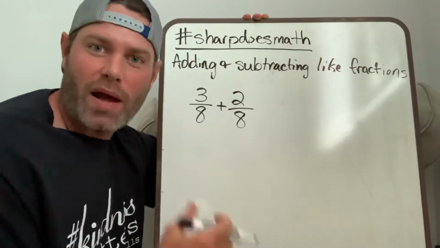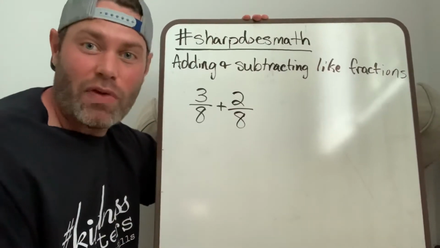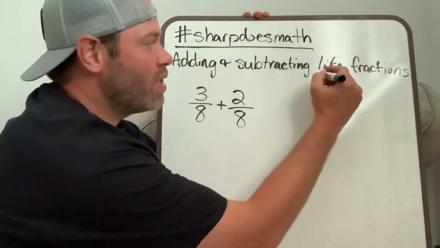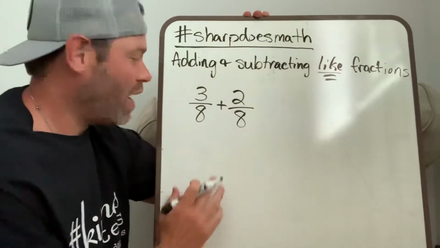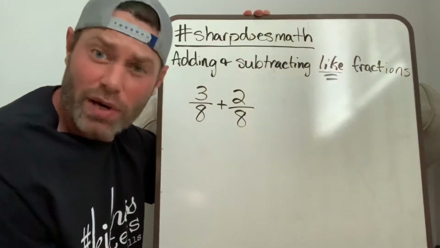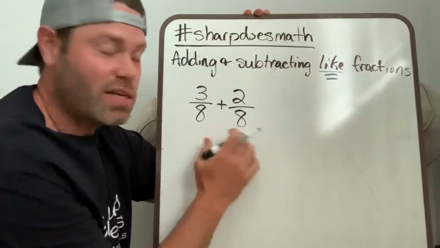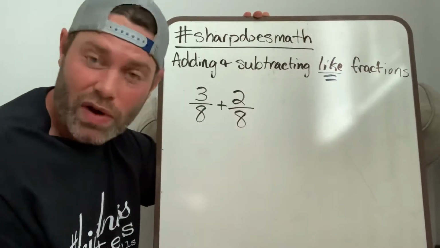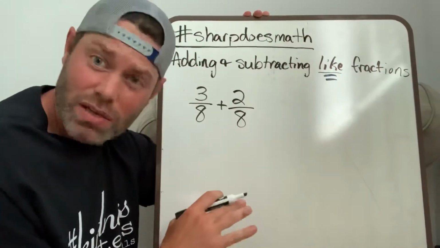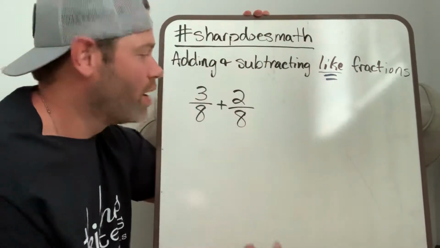Today we're going to talk about adding and subtracting like fractions. When we say like fractions, we're talking about fractions that have the same number in the denominator. So you can see here in this example problem, we have an 8 in the denominator of both fractions, which makes it very simple to add those together.